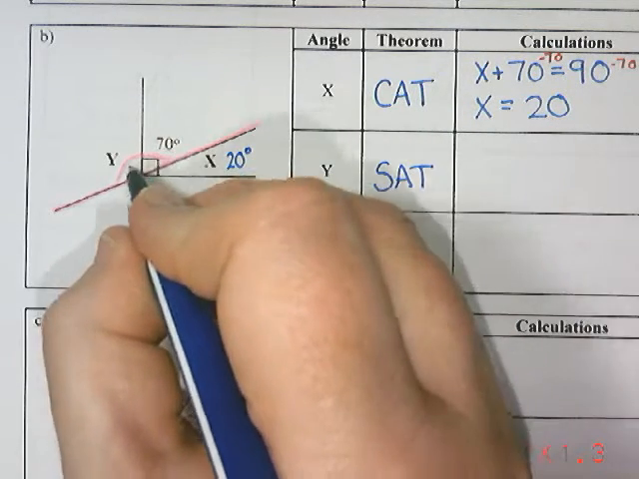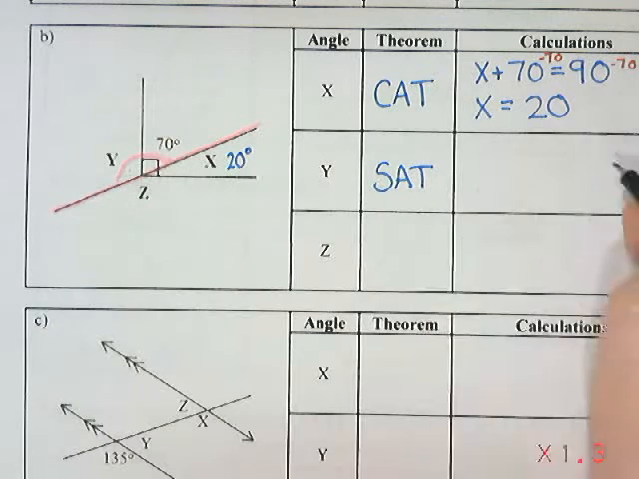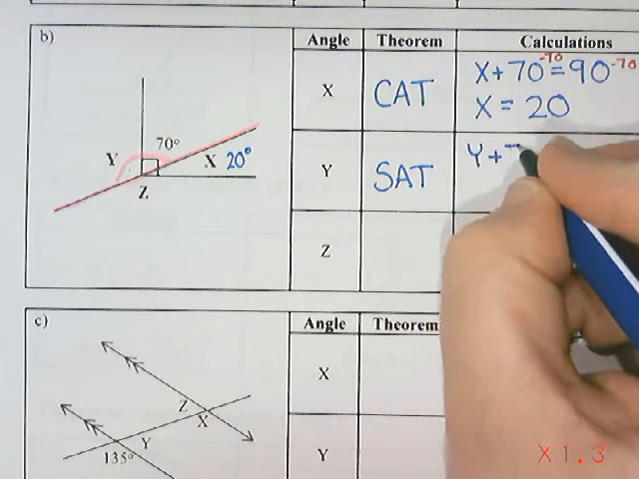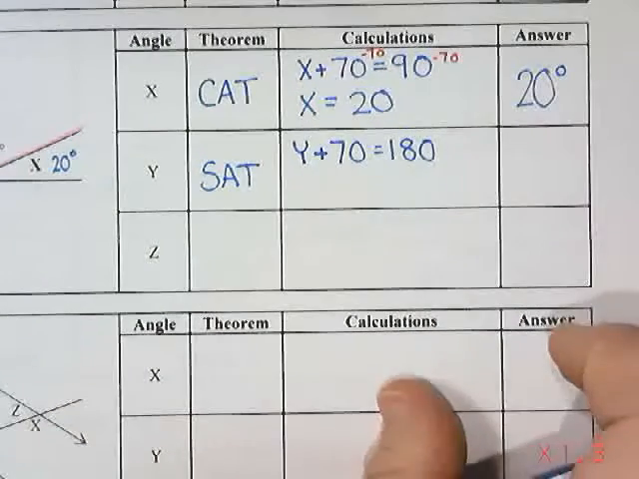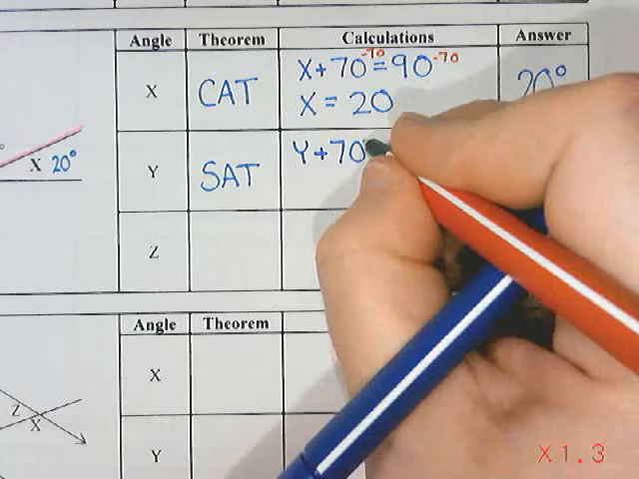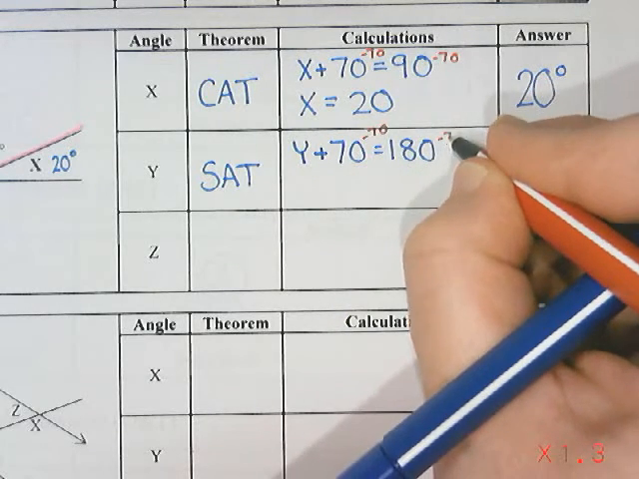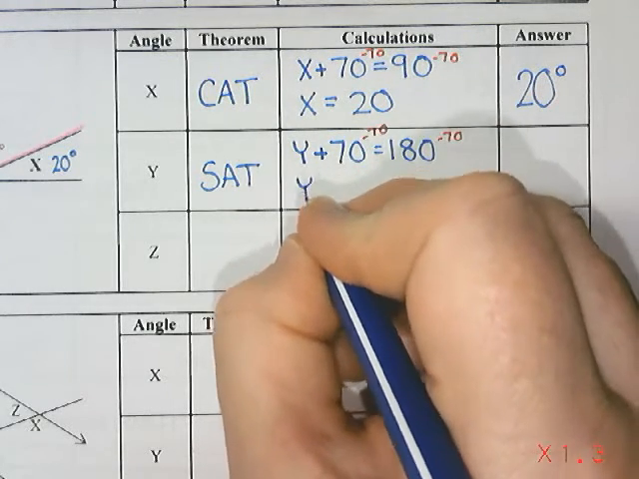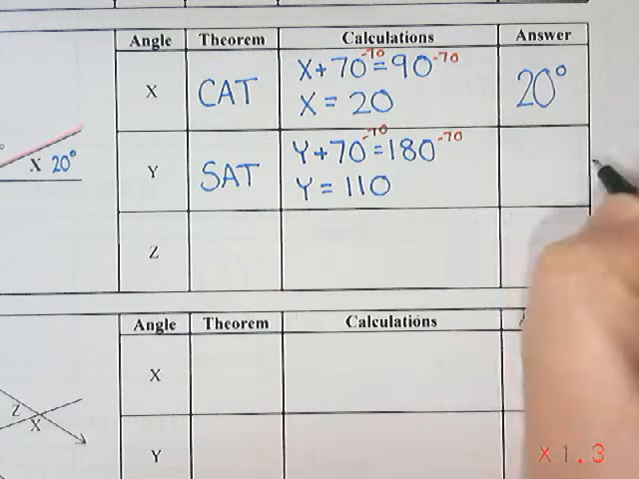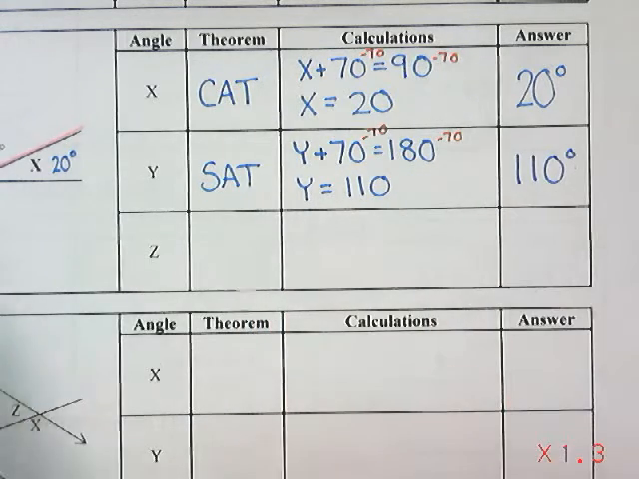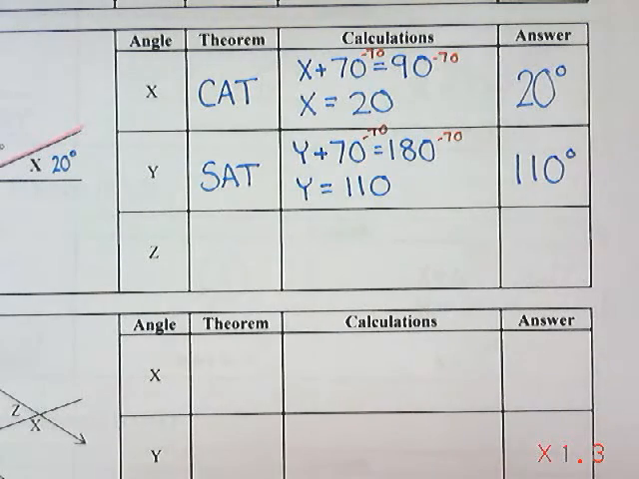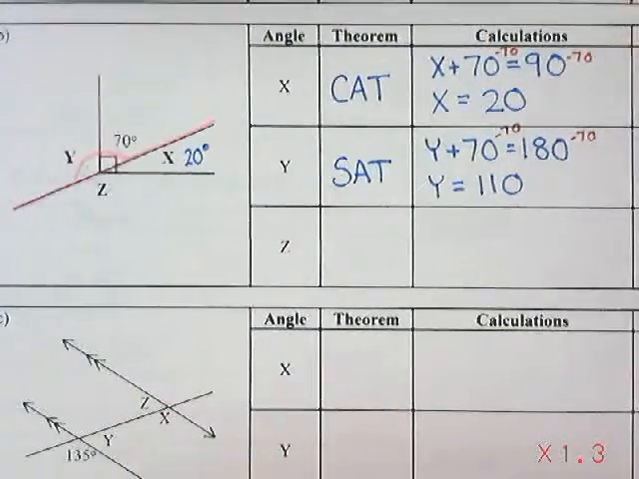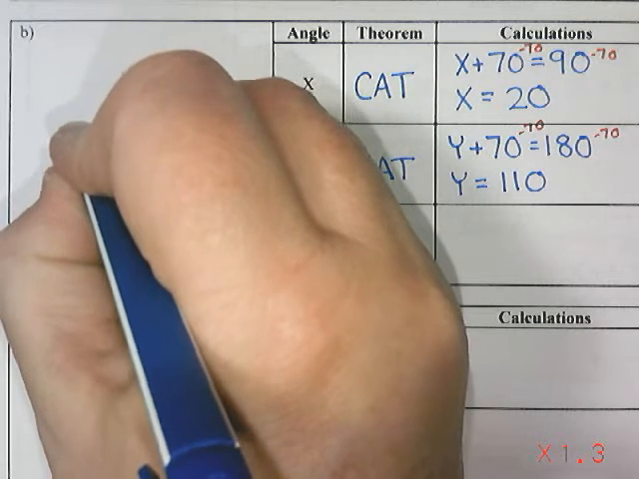And I'm going to say that these two angles add to 180 degrees. So Y plus 70 equals 180 degrees. I'm going to subtract 70 from both sides. And Y is going to equal 110 degrees. Sorry, I didn't show you that on the calculator. So 180 minus 70 is 110. All right, I'm going to mark that on my picture as well because I might need it.